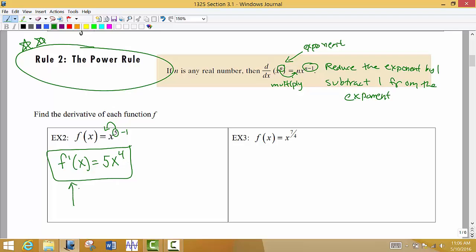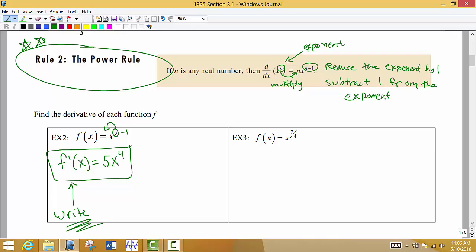Really important that we make sure that we write this notation, f prime of x. We want to make sure that we know that there's a difference between the original function and the formula for the slope of the tangent line function. Okay, so make sure that you write f prime of x. I'll be looking for that on your exams to show that that is different and what we're actually finding. So here's our next one.